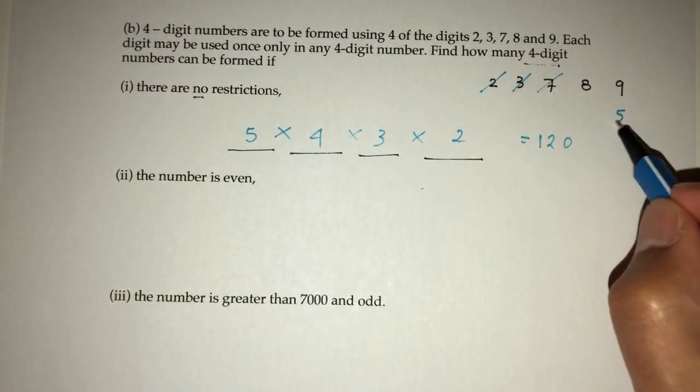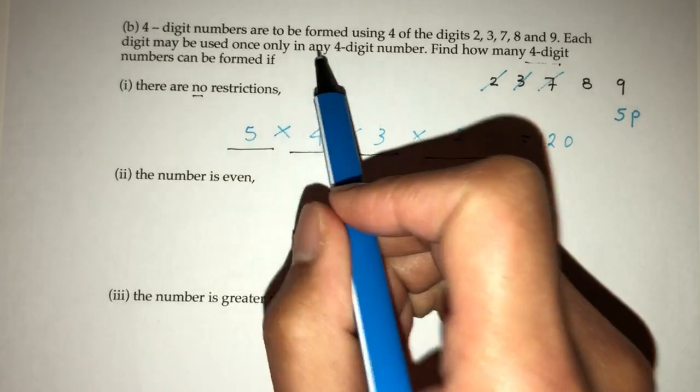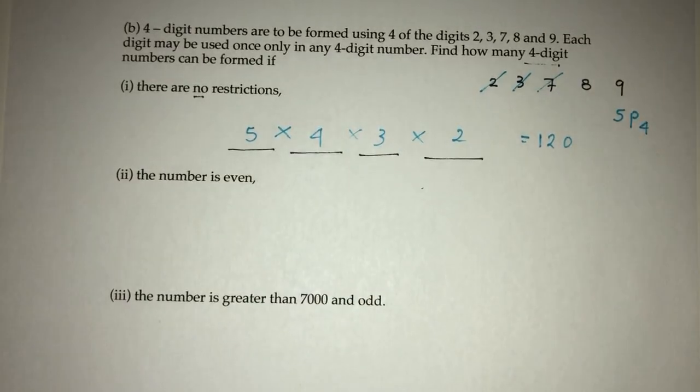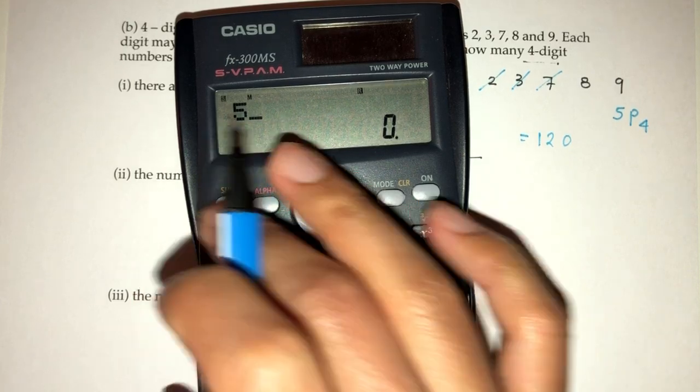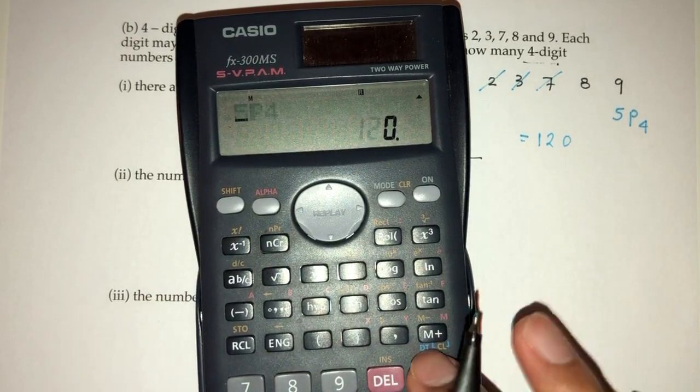Now if you know how to use the formula, you can just do this. So we have 5 numbers. We can permutate 4 numbers. 5P4 should be the same answer.